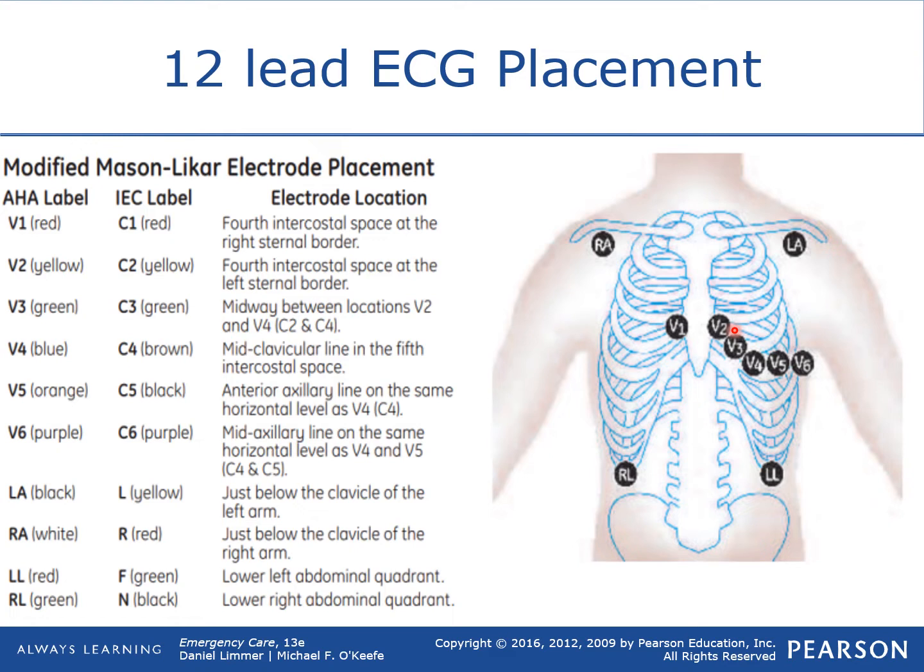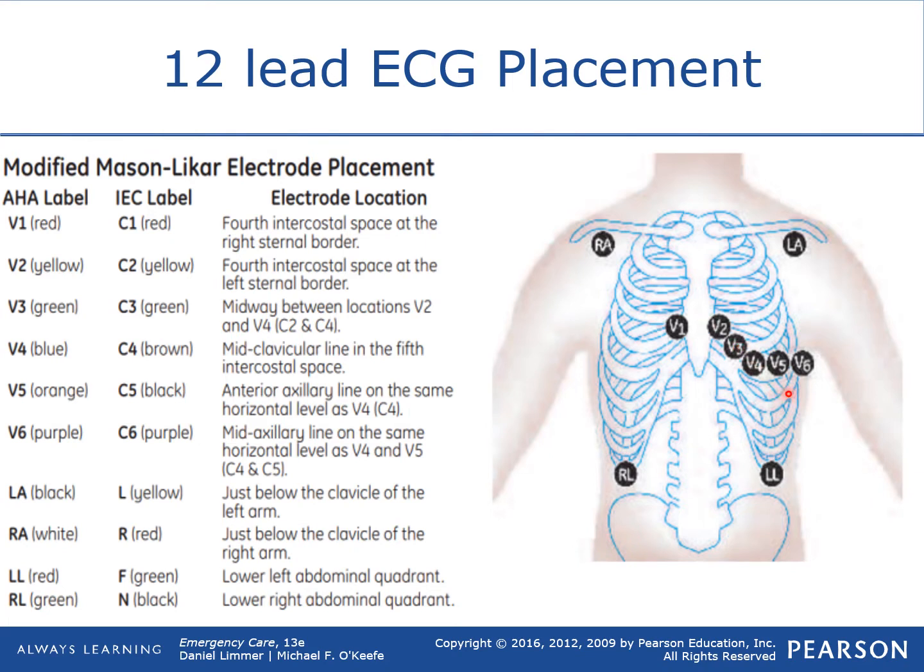V4 you actually place after V2. So if you look at V4, we go mid-clavicular line in the fifth intercostal space, which is right here. Mid-clavicular, our clavicle is here, so we go right down the middle, and we have V4 placed right here. The reason why we do V4 first is if you look at V3, V3 is midway between the locations of V2 and V4. So in order to get the midpoint between V2 and V4, you have to place V4 first. So if you see, this is directly in the middle between these two.